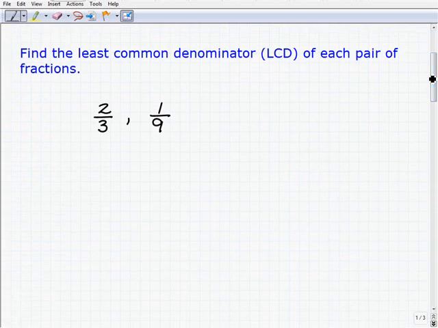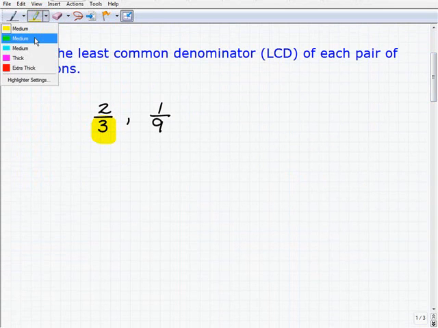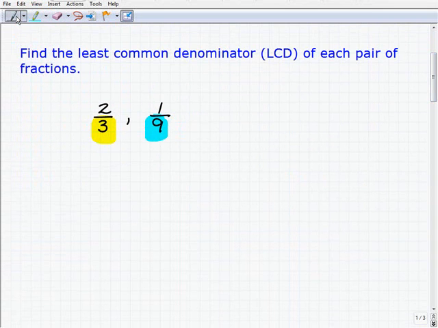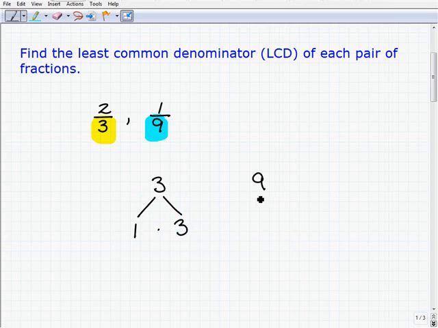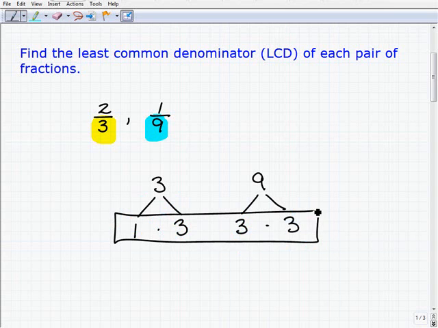So we have 2/3 and 1/9. If I want to find the LCD, I'm just focusing on the denominators. Here it's 3 and 9. So we have to find the LCM of 3 and 9, and when we do that, we're actually finding the LCD. The way you do this is prime factor. Of course, 3 factors as 1 times 3, and 9 factors as 3 times 3. So these are the factors we have to consider.